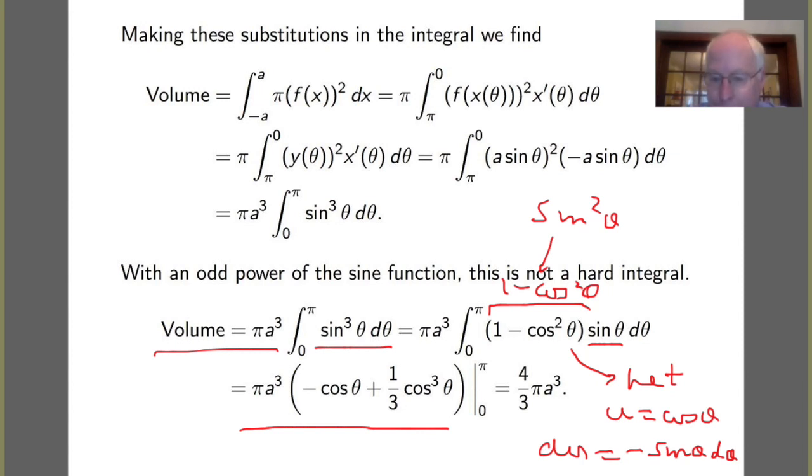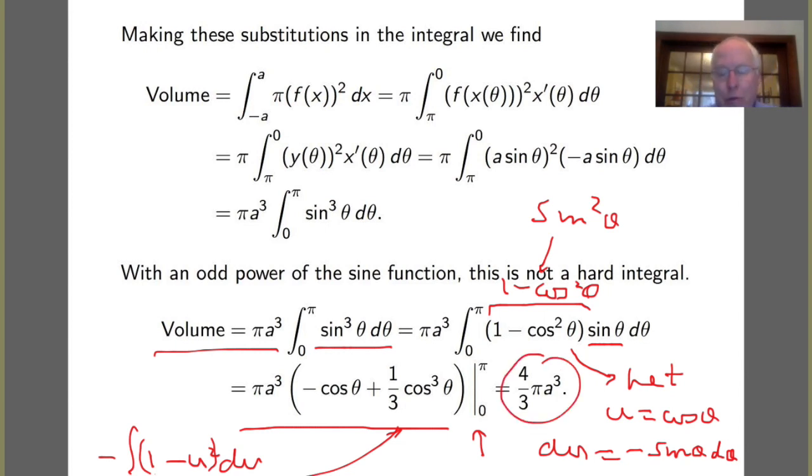And that allows us to write this as an integral of 1 minus u squared, essentially, du with a minus sign. And then the u changed back to the variable cosine, and the u squared becomes 1/3 u cubed. That's where the 1/3 cosine cubed comes from. So we've kept this in the variable theta, so the limit stays 0 to pi on this, and you can check that if you put in those limits, you come up with 4/3 pi a cubed, which you probably recognize as the correct formula for the volume of a sphere of radius a.